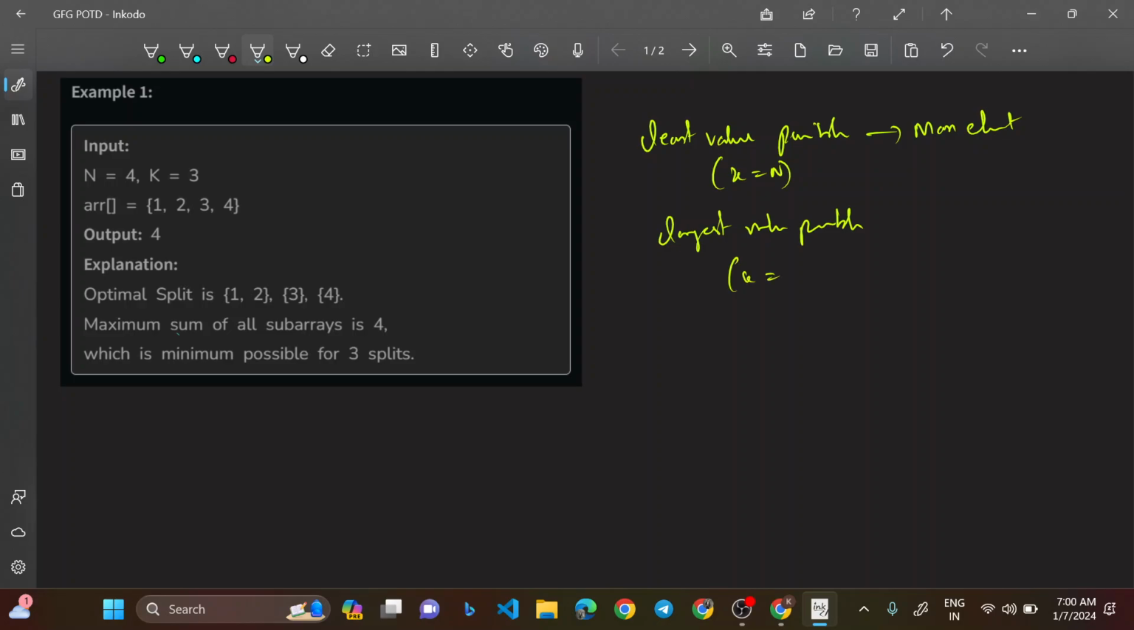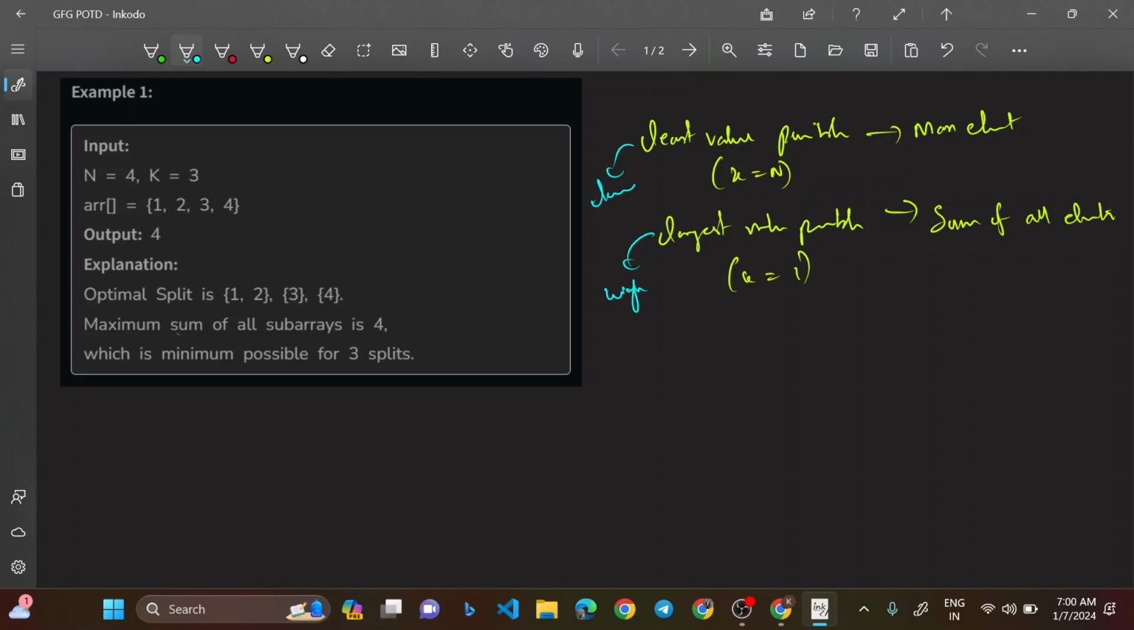In which case k equals 1. In that case, you will be taking all the elements to be a part of one subarray. So that is equal to the sum of all elements. So this is the higher bound, and this is the lower bound. Okay, this is the higher bound.